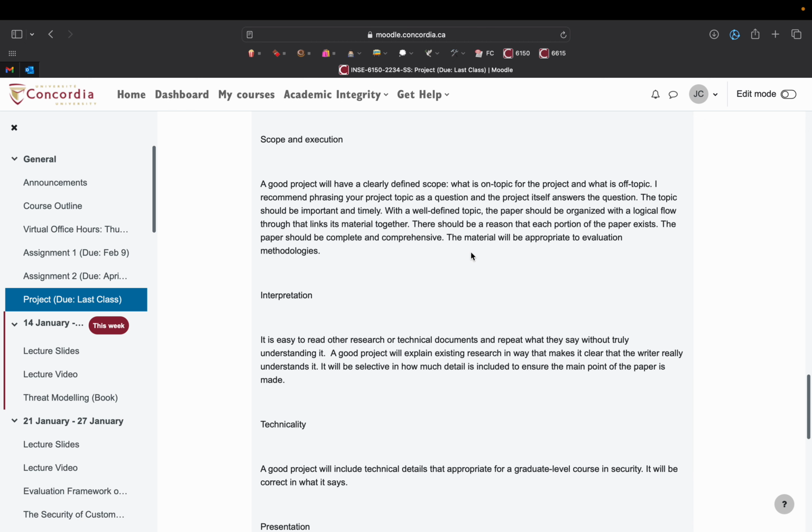And then execution is more like, how well do you do it? So is it complete? Do you miss things? Is it comprehensive? Do you cover every single thing that should be covered? And then is it actually on topic for the course? So does it have a dimension of security, and thinking about what it means to be secure or not secure? Is that somewhere in the report itself?